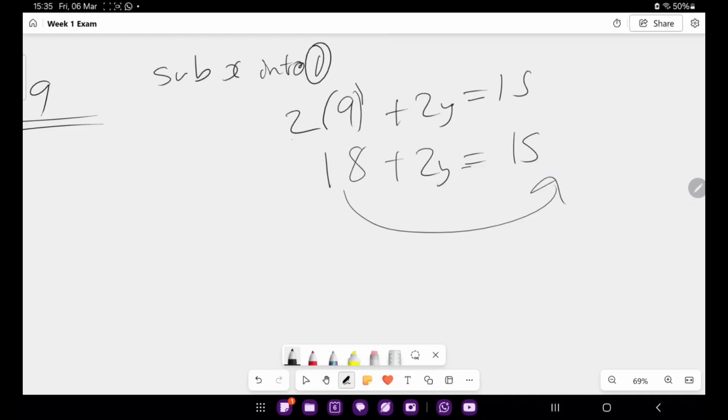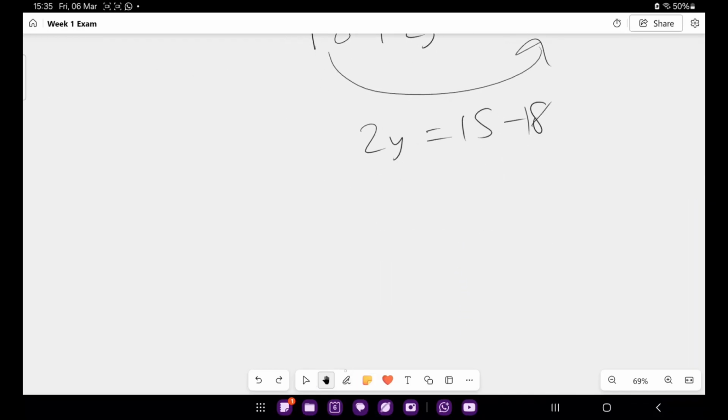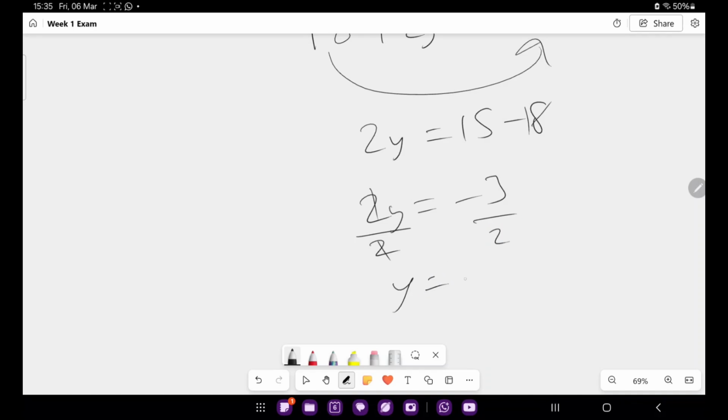18 moves to this side, so we're left with 2y is equal to 15 minus 18. 15 minus 18, we get negative 3. Negative 3 divided by 2, we get y is equal to minus 3 over 2. So x is equal to 9 and y is equal to minus 3 over 2.